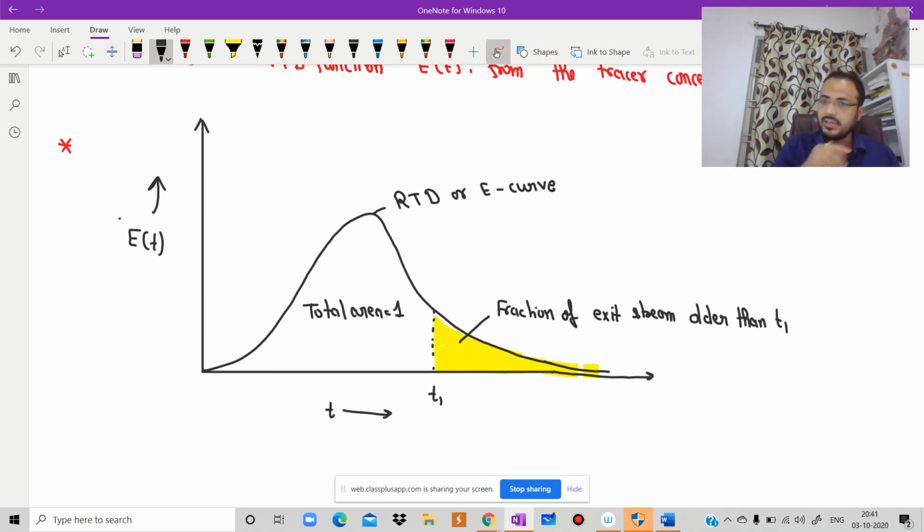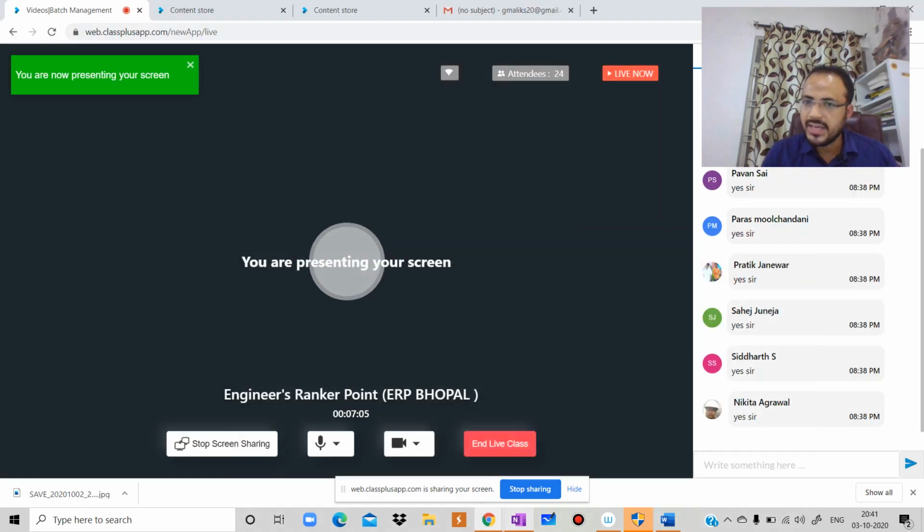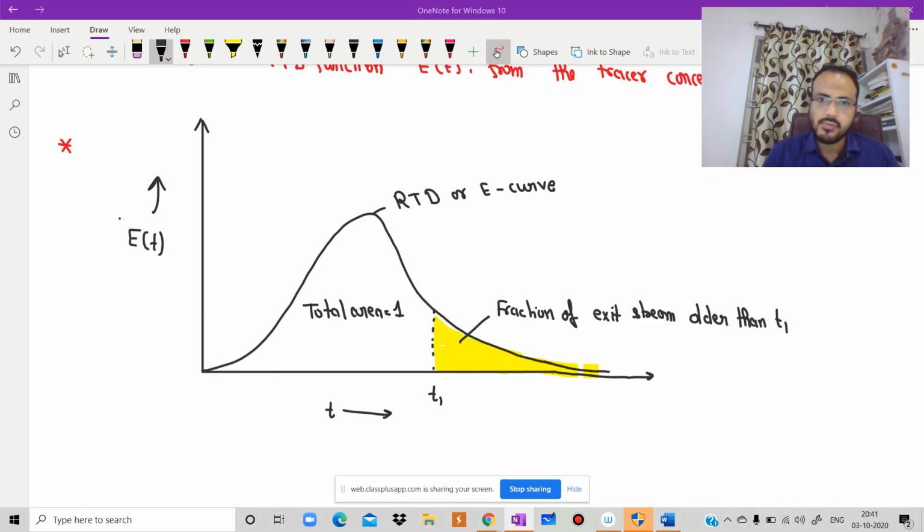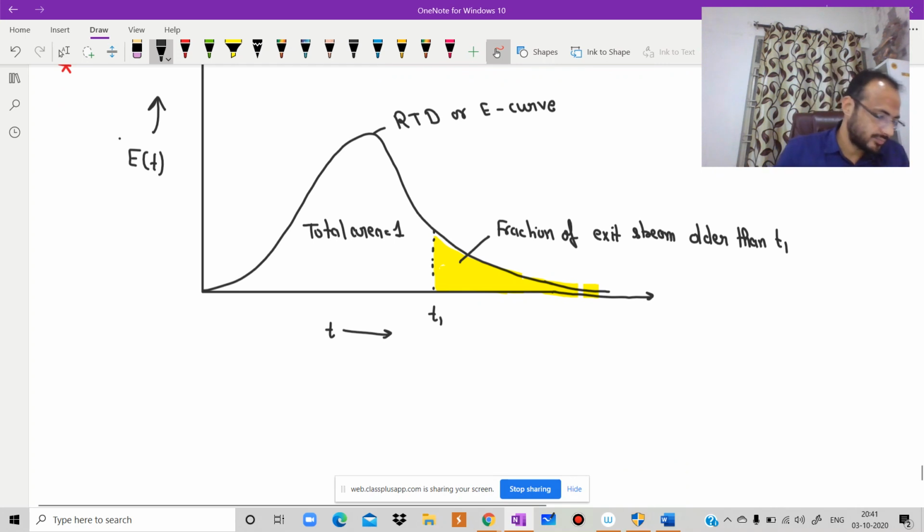Is it clear? यानी इनकी एज कितनी हो चुकी है? Their age is at least t1 time. t1 time ये बूढ़े हो चुके हैं. Is it clear up to this point? Yes or no from this diagram? Very good. The fraction of exit stream older than t1.